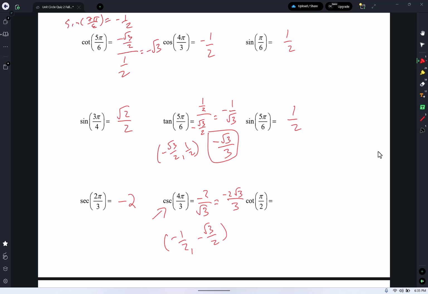And then finally, cotangent of pi over 2. Cotangent is x over y. At pi over 2, you're up here. That is 0, comma 1. So 0 divided by 1, which is equivalent to 0.